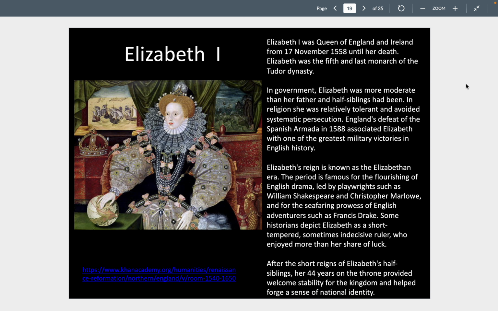She is relatively tolerant and avoided systematic persecution. The English defeat the great navy of the Spanish Armada in 1588 and become the great military power in the world with their navy, which is going to lead to their vast expansion into places like India and China, and ultimately into the United States.